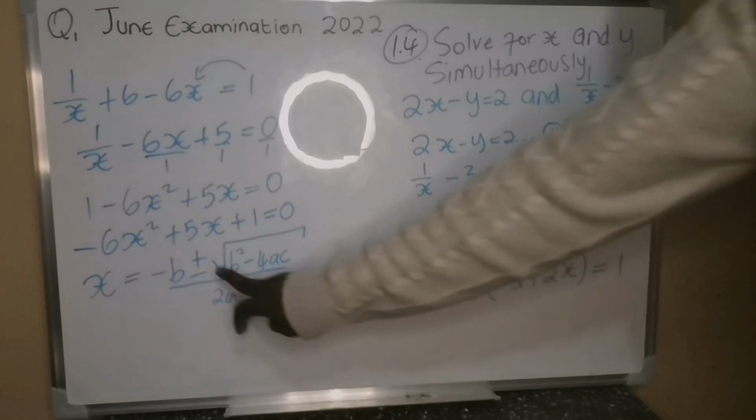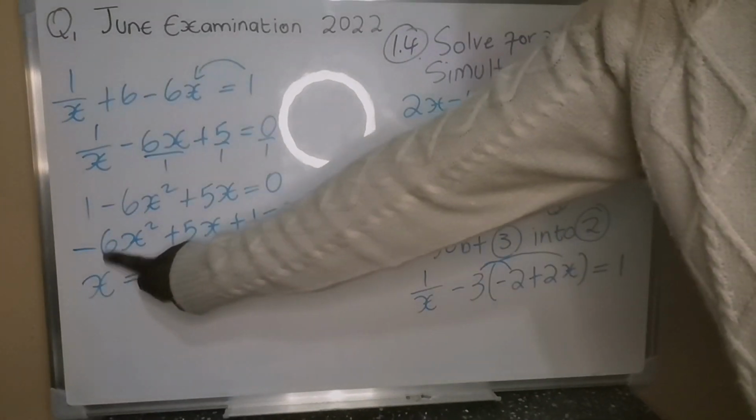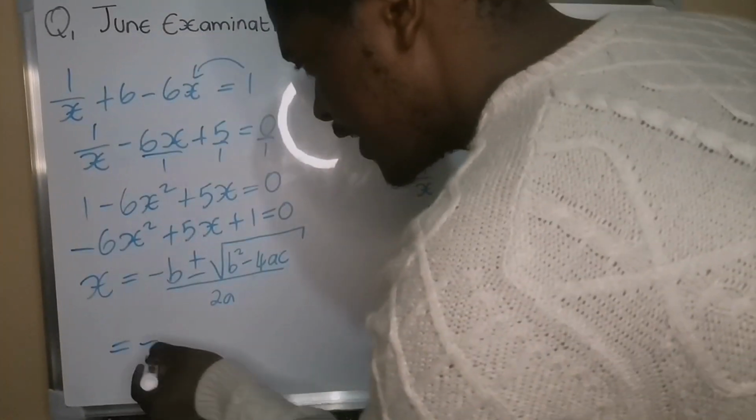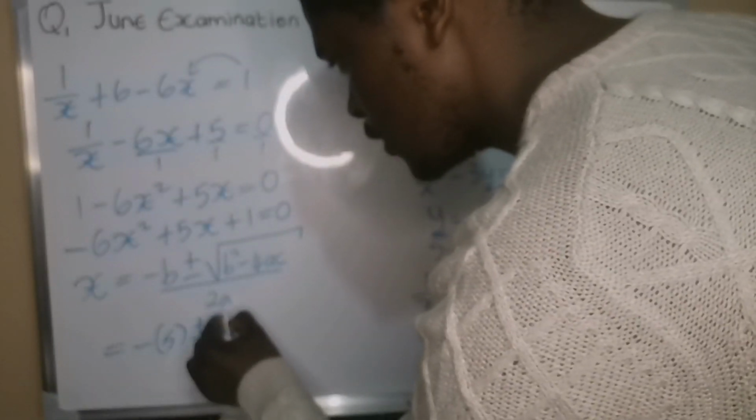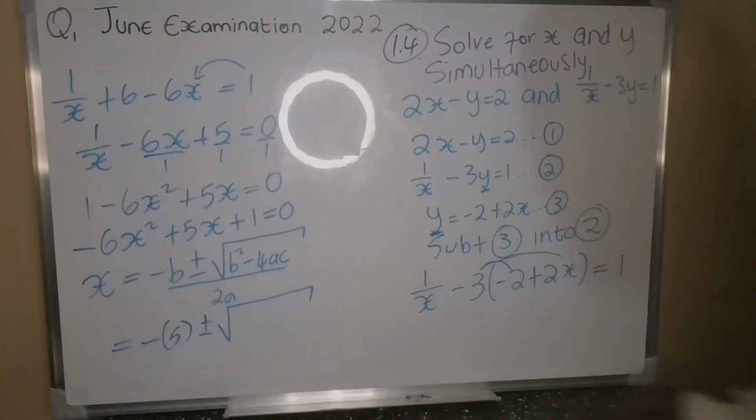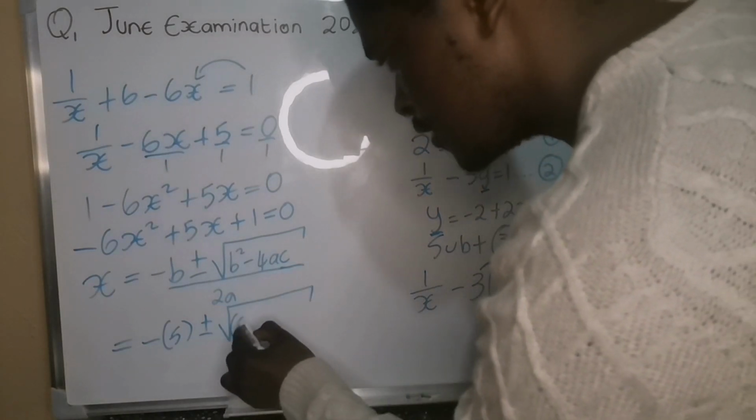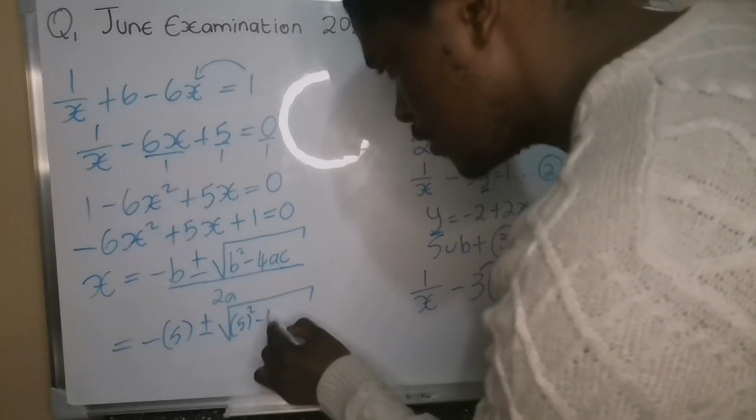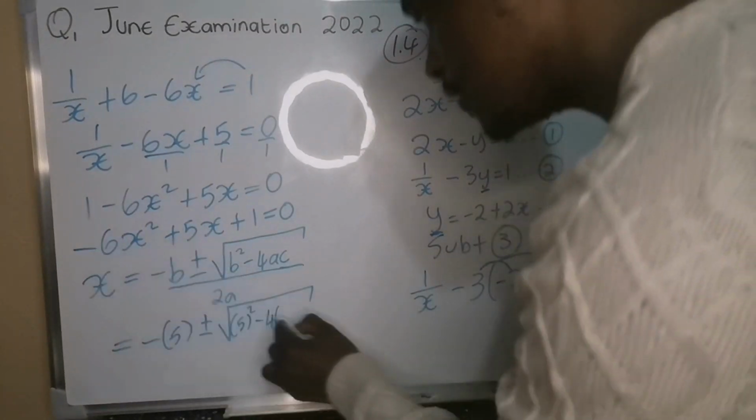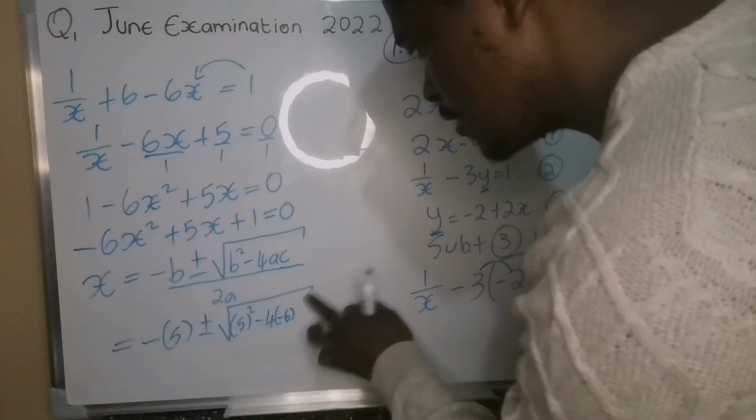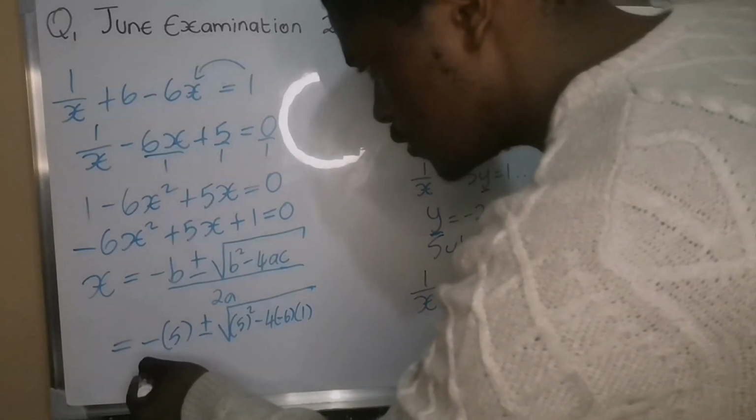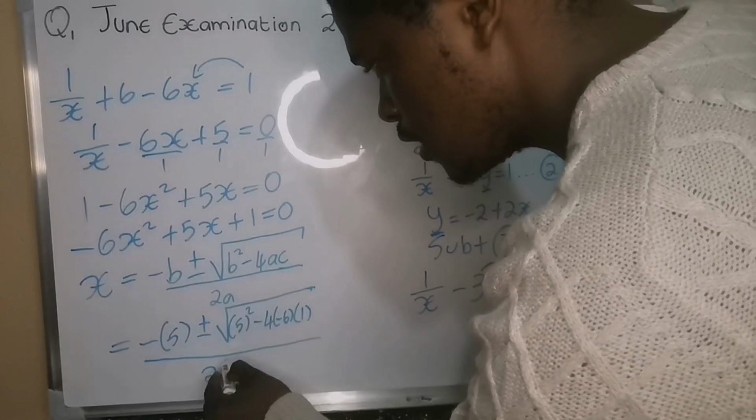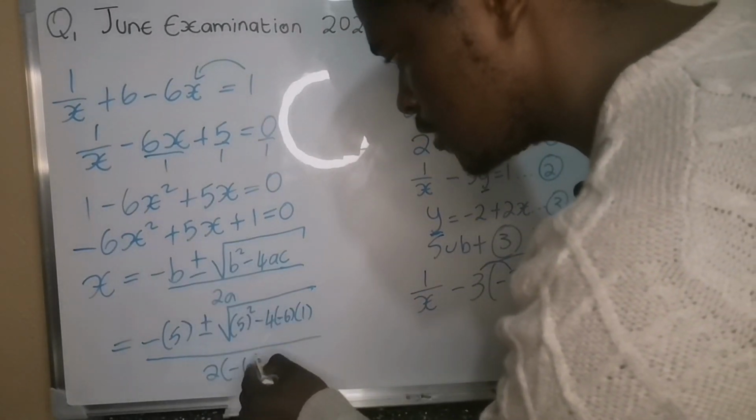Then, what are the values of b, a, and c? Simplify and substitute. We have negative, what's the value of b? 5. Plus or minus the square root of b squared, which is 5 squared, minus 4. What's the value of a? Negative 6. And what's the value of c? Positive 1. Then you divide by 2 multiplied by the value of a, which is negative 6.